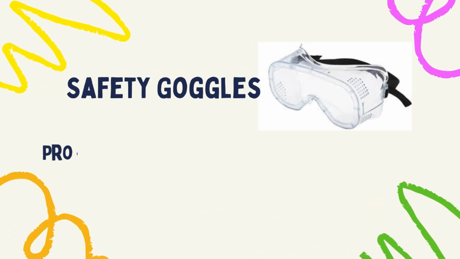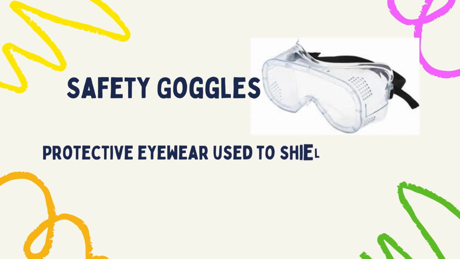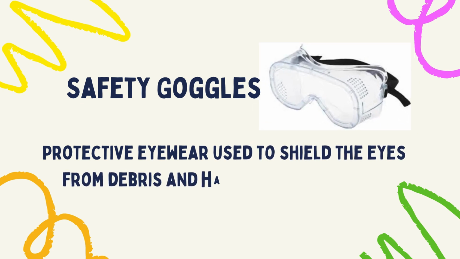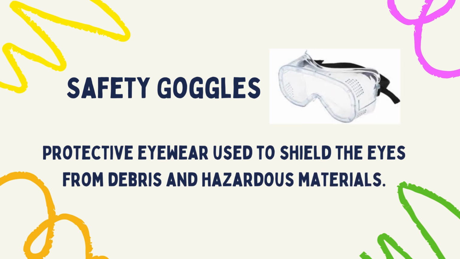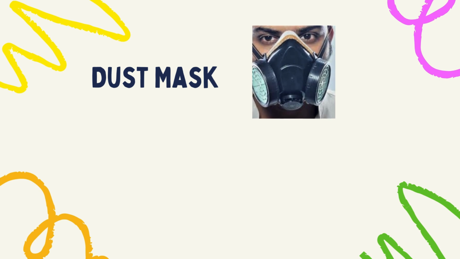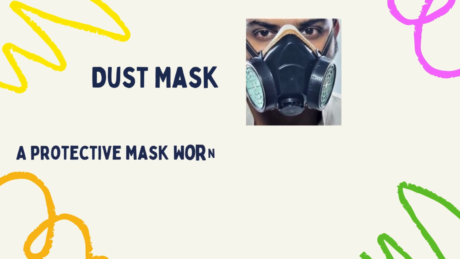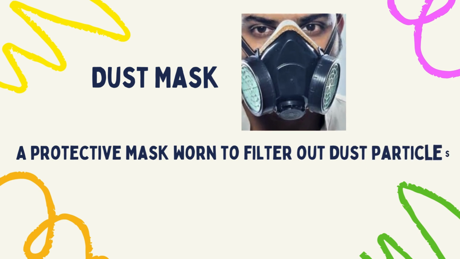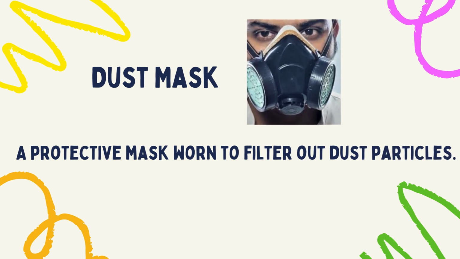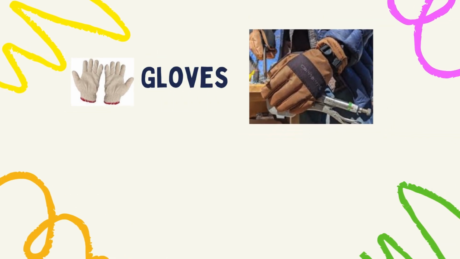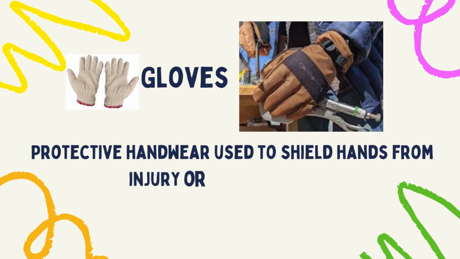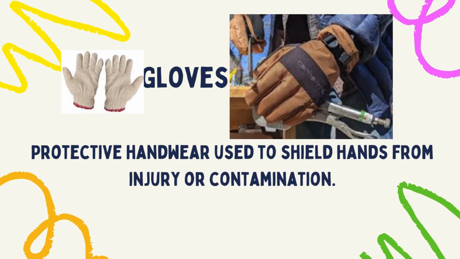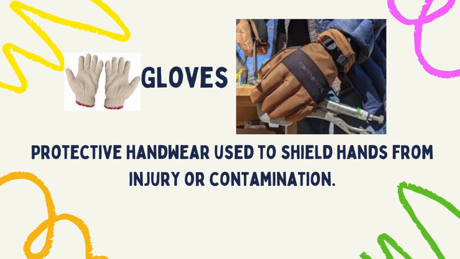Safety goggles. Protective eyewear used to shield the eyes from debris and hazardous materials. Dust mask. A protective mask worn to filter out dust particles. Gloves. Protective handwear used to shield hands from injury or contamination.